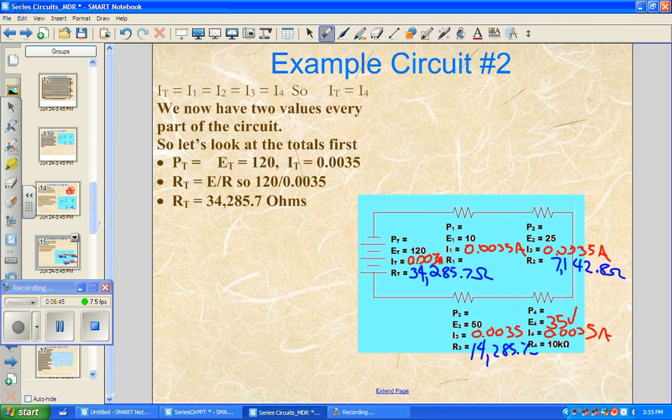14,285.7 ohms. Okay. 0.714 if you want it. Say again? 0.714 if you want to go to hundreds million. So now, oh, I didn't do the one where we divided 10 by 0.0035. Let's do that. We need a total there. 2,857.4.